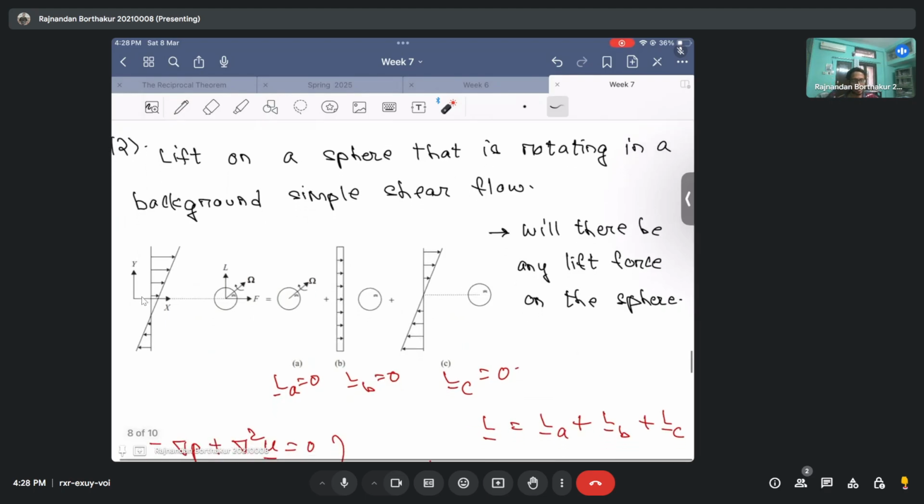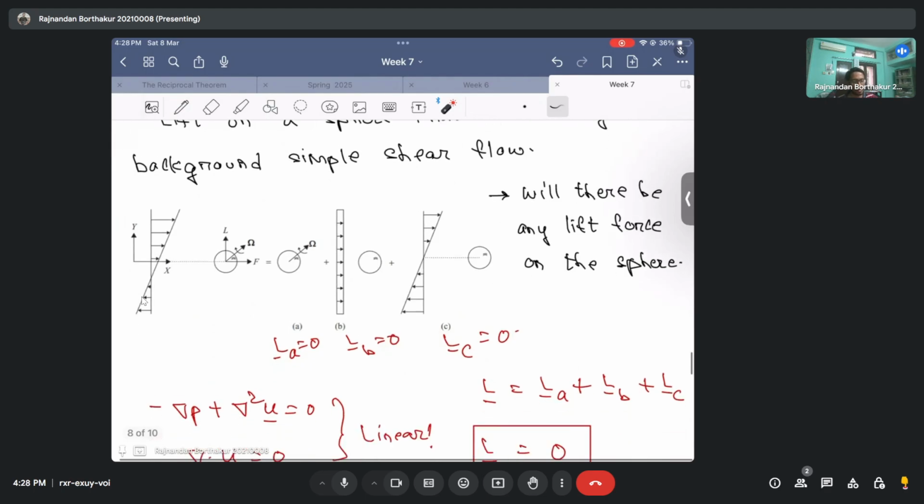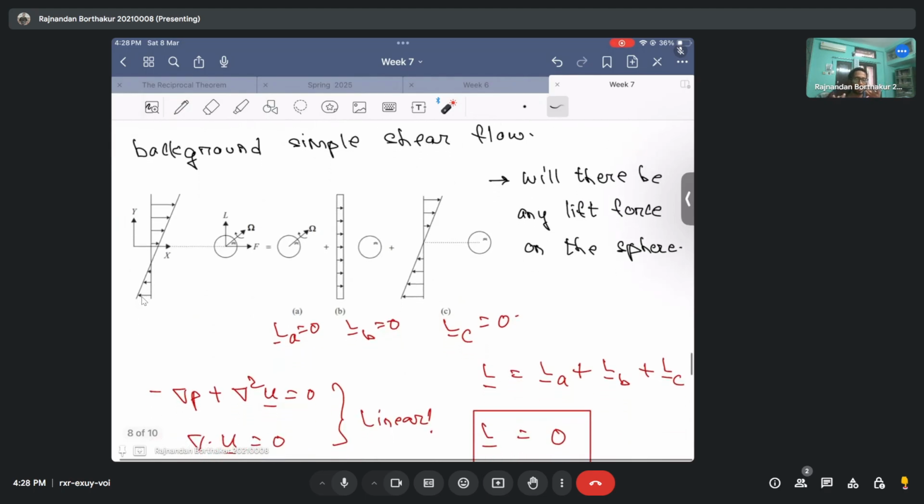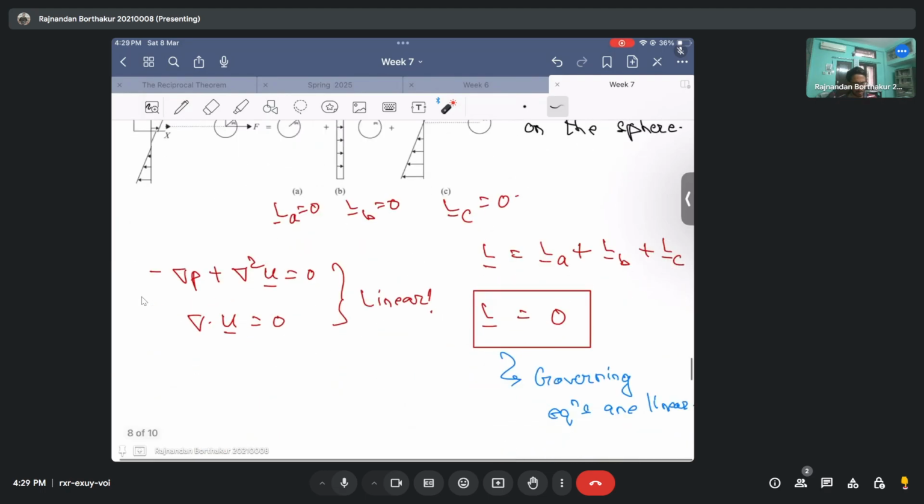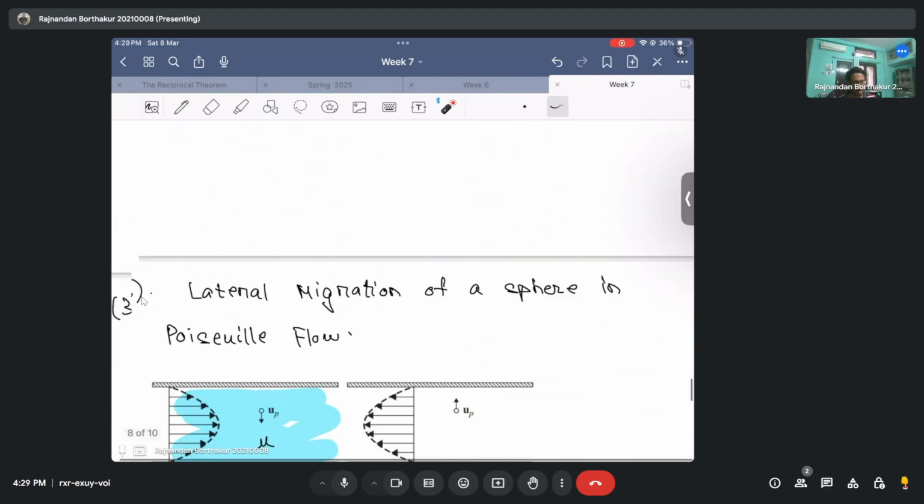Okay, that's the idea of the linearity, and that's another beautiful consequence of the linearity of the creeping flow equations. Okay, all right.